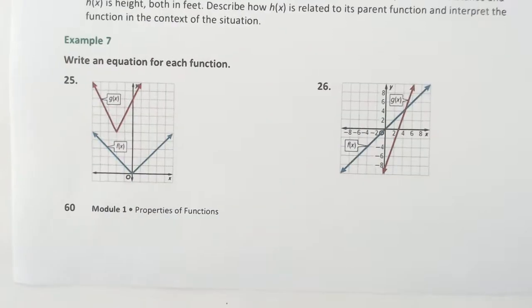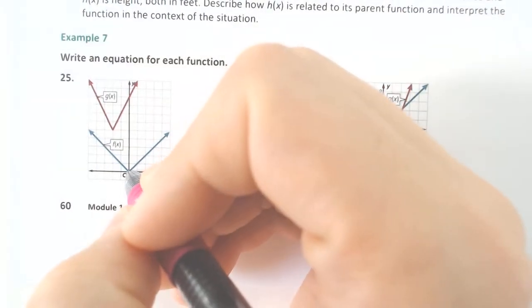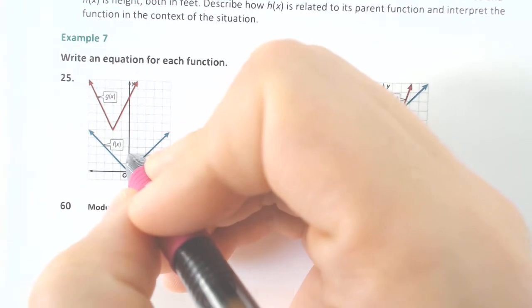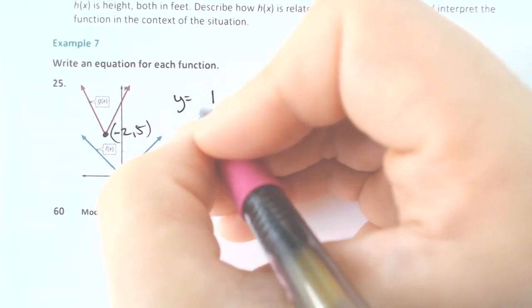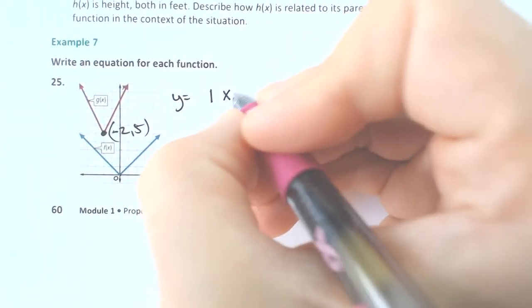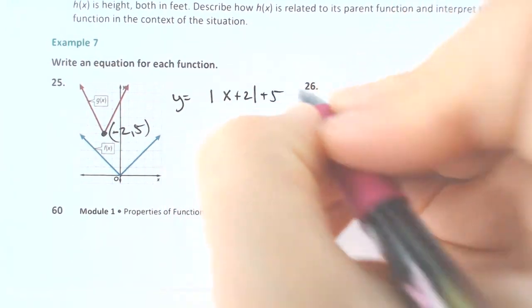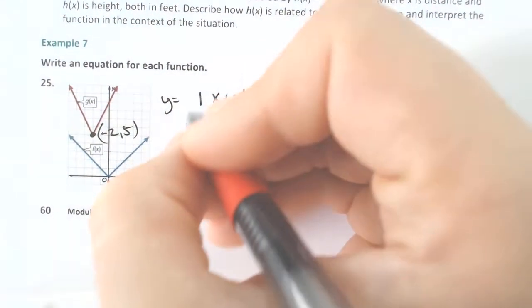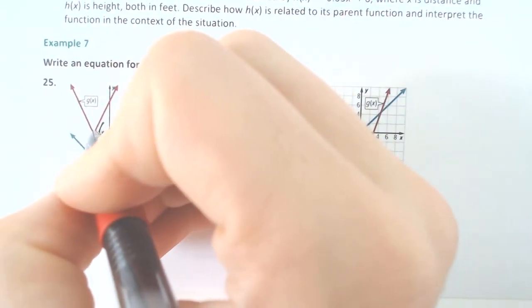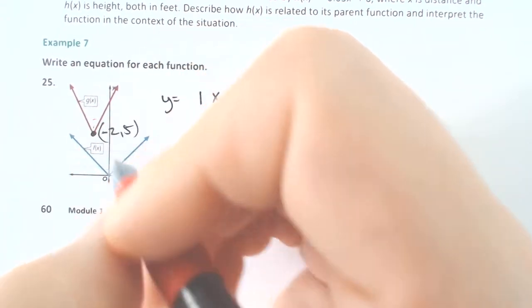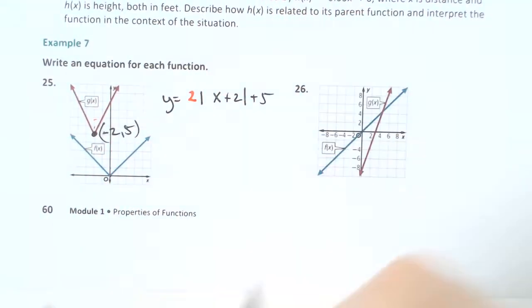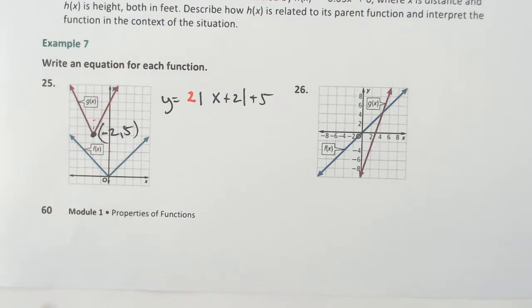Let's do number 25. 25 got moved up by 1, 2, 3, 4, 5, and to the left by 2. This point is -2, 5. Therefore, our absolute value of that, I'm leaving a blank for my scale factor, would be change the sign, keep the sign. Now, what number do I need to put in here? Well, the slope of this absolute value is up by 2 and over by 1, which means that it is stretched vertically by a factor of 2. Okay?